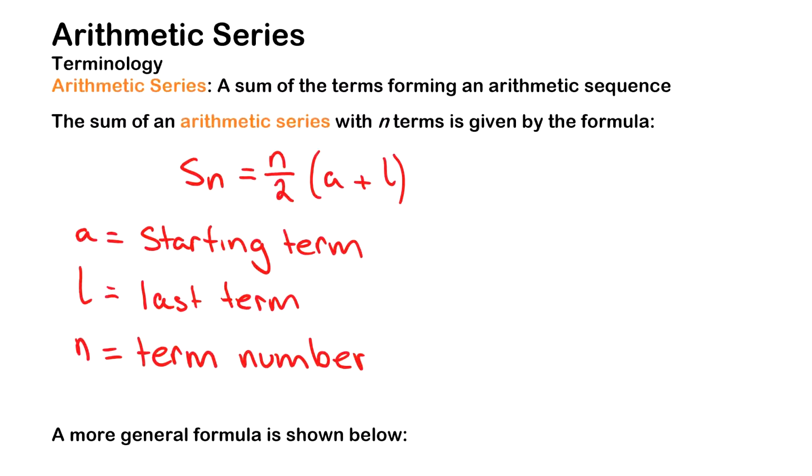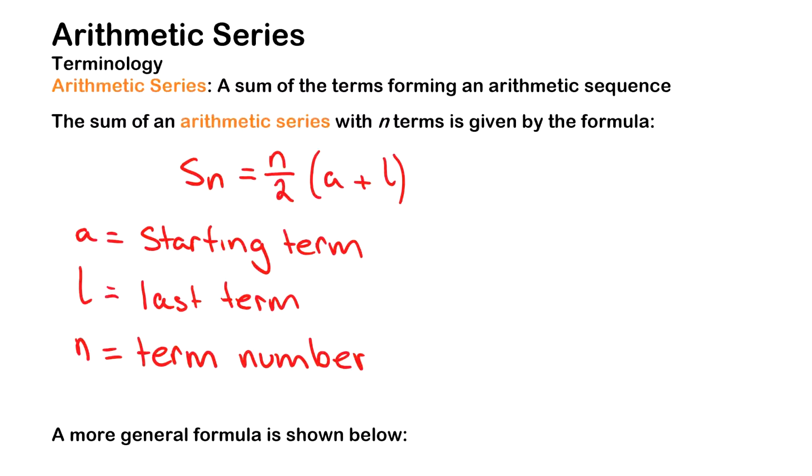Alright, this video is going to cover arithmetic series, and just before we jump in, there's some terminology. An arithmetic series is a sum of the terms forming an arithmetic sequence, which we covered in a previous video. The sum of an arithmetic series with n terms is given by the formula shown on the screen. The one on the screen requires three things: your starting term, your last term, and your term number.